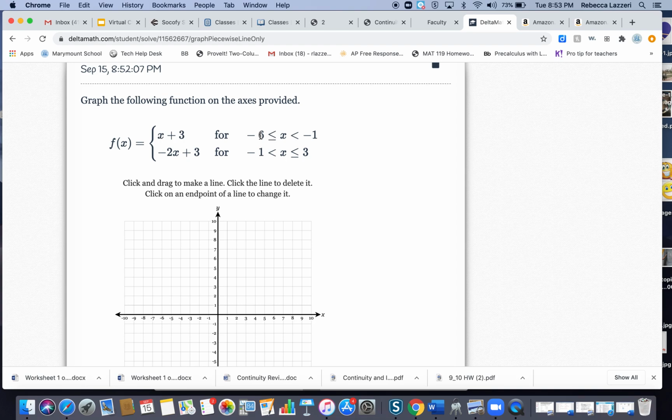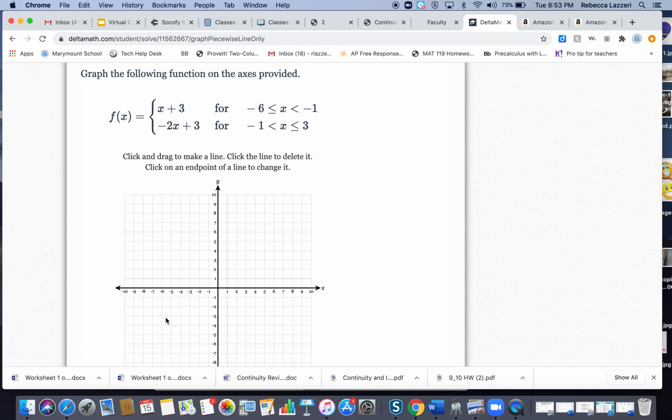I'm going to put in -6 plus 3 is -3. So I got (-6, -3), and I'm going to go to (-1, 2). So I went all the way up next to -1. Negative 1 plus 3 is 2. But it never quite makes it there, so that's an open circle.